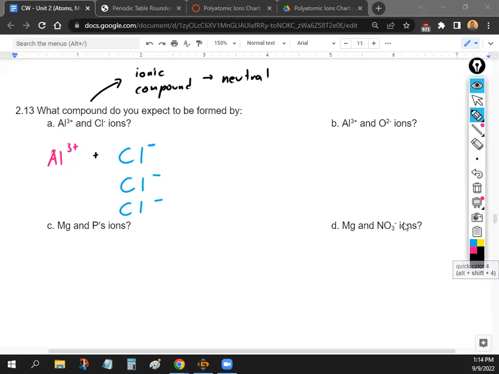Exactly, just like that. Okay, and so I'm basically Squidward, guys. Anyway, so you put them together, and you need 1 aluminum and 3 chlorines, and they're going to form AlCl3. This is the ionic compound that's made when you combine aluminum and chlorine ions.